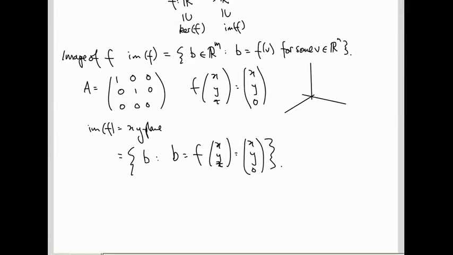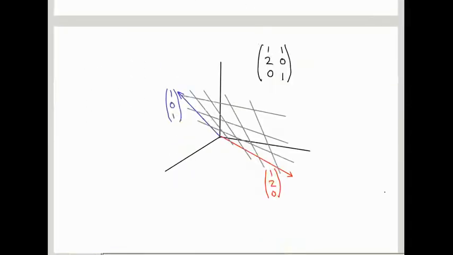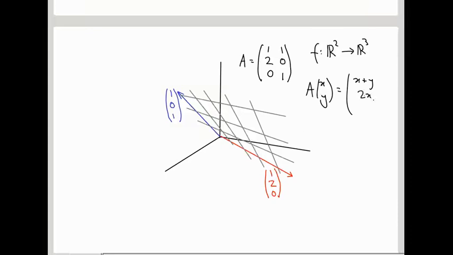Here's another example. This was a matrix we looked at quite early on. It's a 3x2 matrix, 1, 1, 2, 0, 0, 1. This defines a linear map F from R2 to R3. In other words, I feed this guy a 2-vector, x, y, and it gives me back a vector of height 3, which is going to be x plus y, 2x, y.